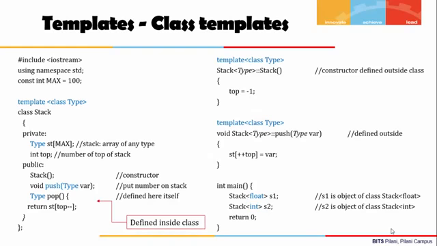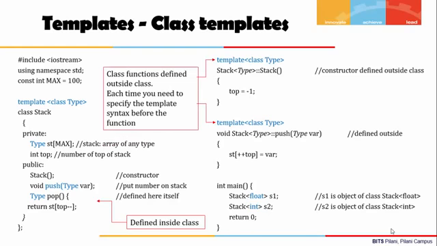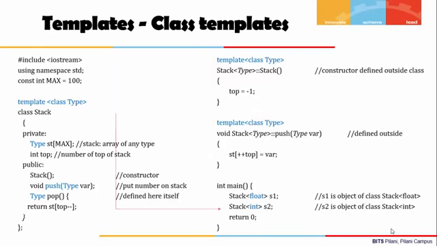Next, class templates differ from function templates in the way they are instantiated. To create an actual function from a function template, you create it using arguments of specific type. So here these are defined inside the class. Class functions defined outside the class each time need the template syntax specified before the function. Every time you have to specify that.